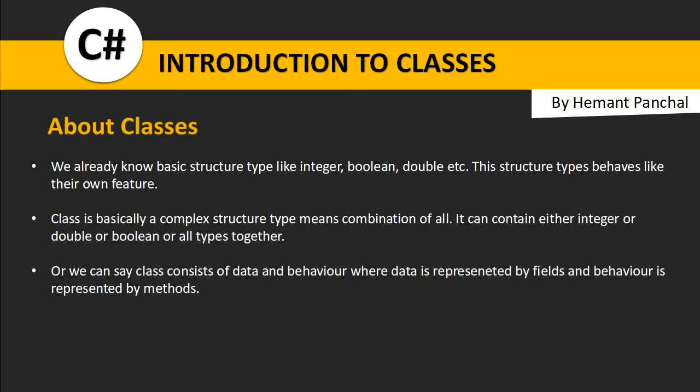These structures behave on their own, meaning they store that type of data. Boolean values are stored in boolean, numeric values in integer, and decimal values in double. So a class is basically a complex structure type, a combination of all of them. It can contain integer, double, or boolean types together. So we can say a class consists of data and behavior.